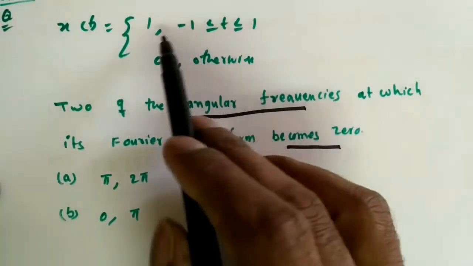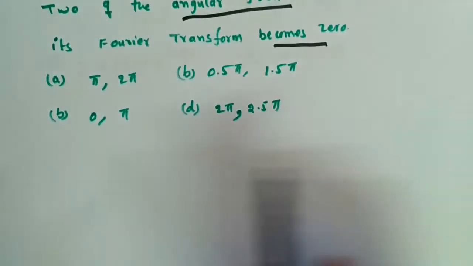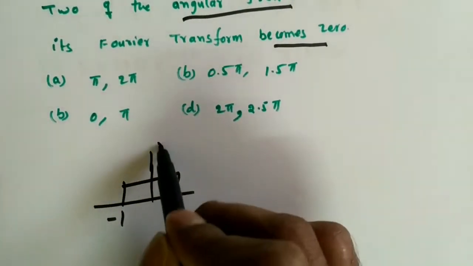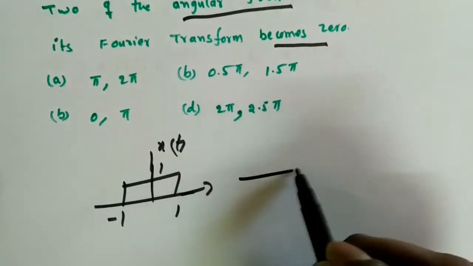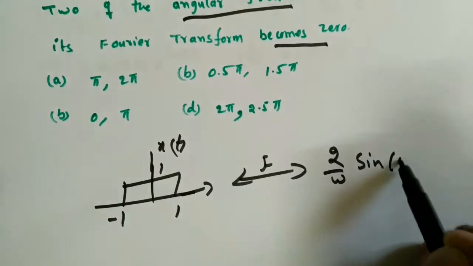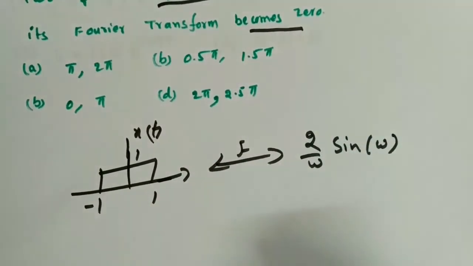So again, it is very simple. From -1 to 1, it's a 1. It is a rectangular function, right? That we know already, we have just discussed. This is x(t) given, right? What is the Fourier transform of this one? 2 by omega sine(omega t1). What is t1? It's nothing but 1 only. So this is the Fourier transform.